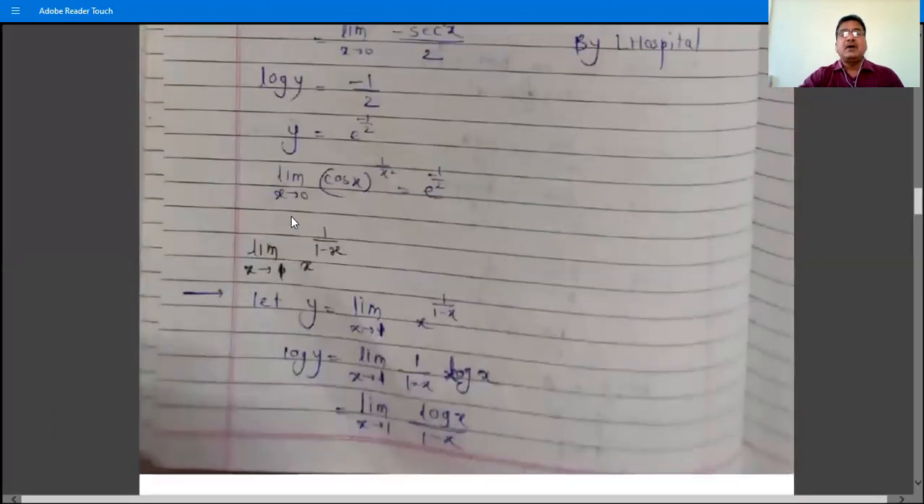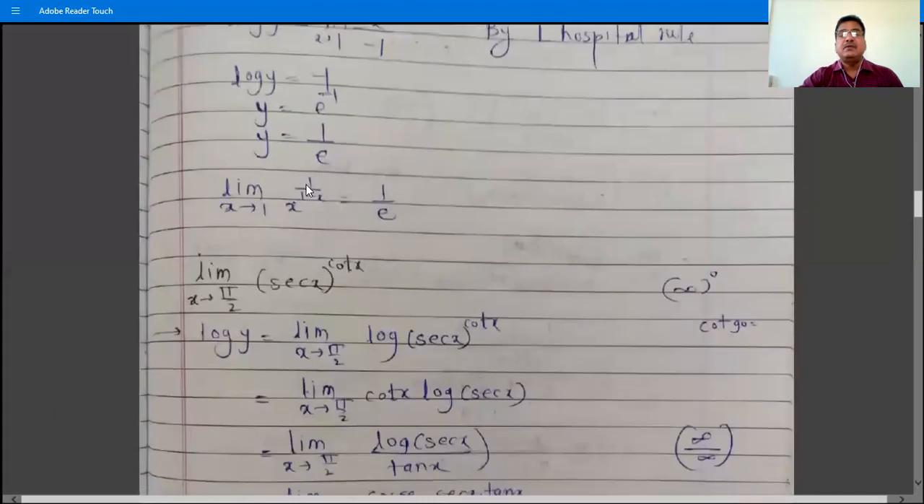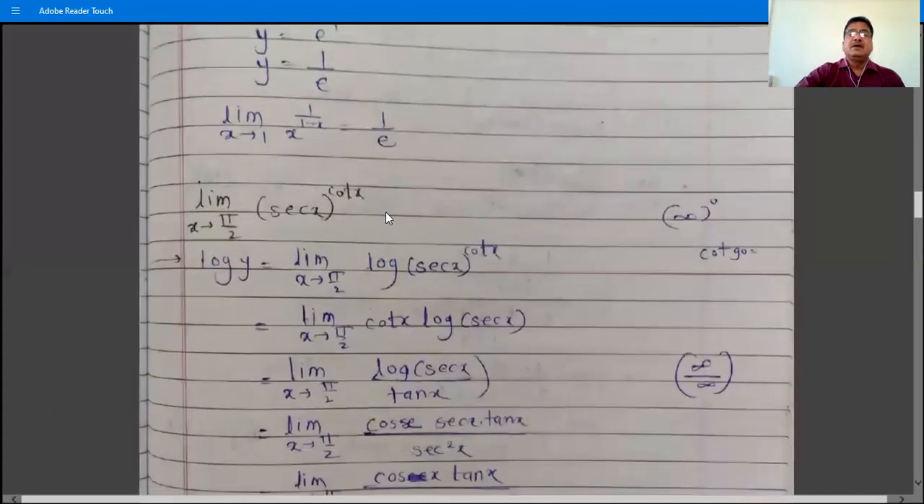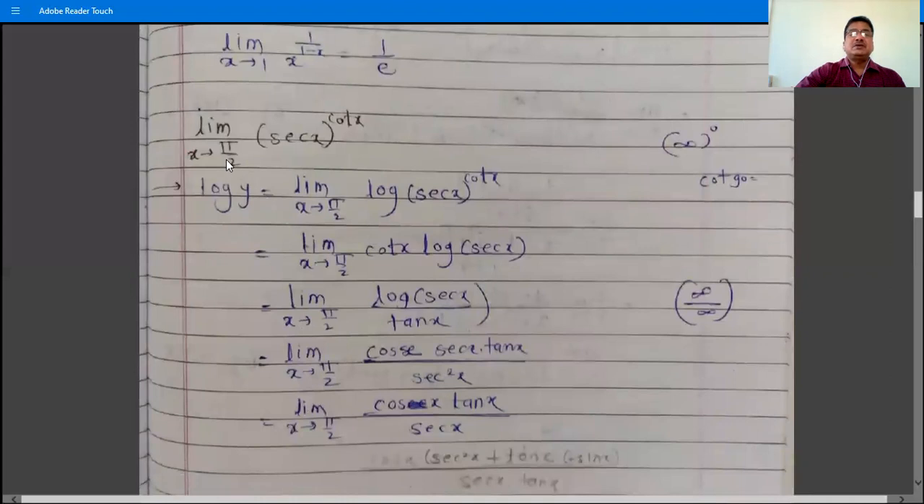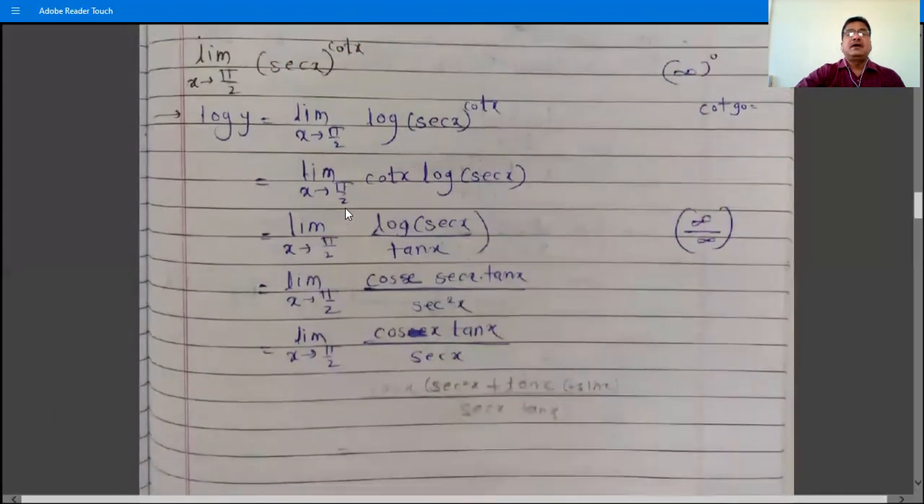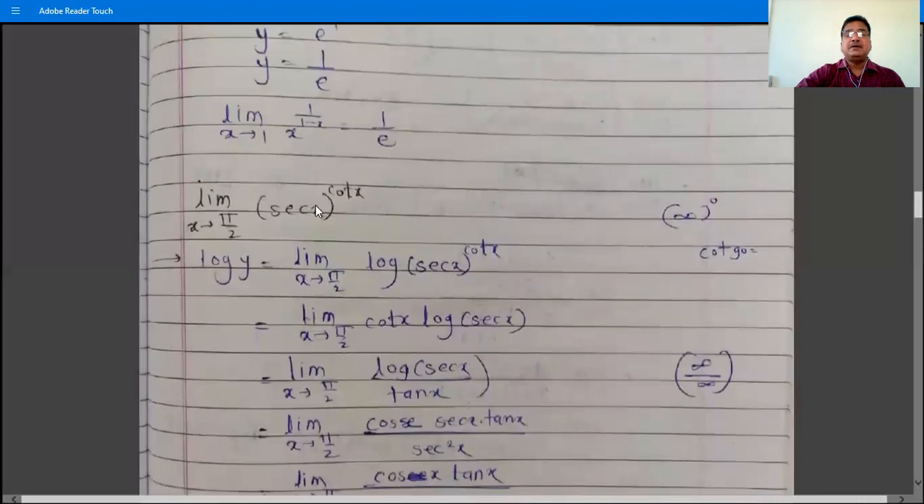And what is y? Y means this, limit x tends to 1, x raised to 1 by 1 minus x is 1 by e. The same type problem, limit x tends to pi by 2, sec x raised to cot x. These are the problems of the type f(x) raised to g(x). If you substitute x as pi by 2, then we have sec pi by 2 is infinity, and cot pi by 2 is 0. Infinity raised to 0 is an indeterminate form.